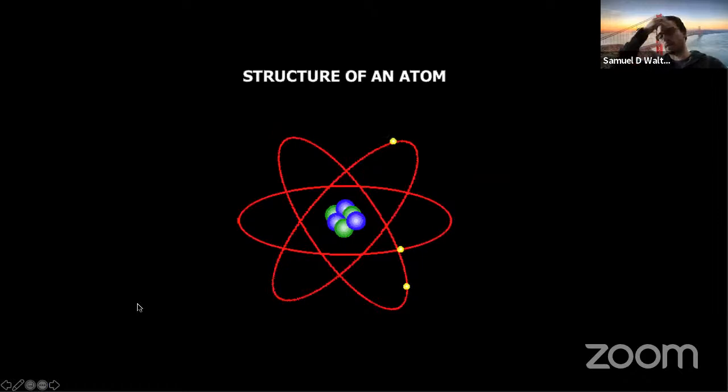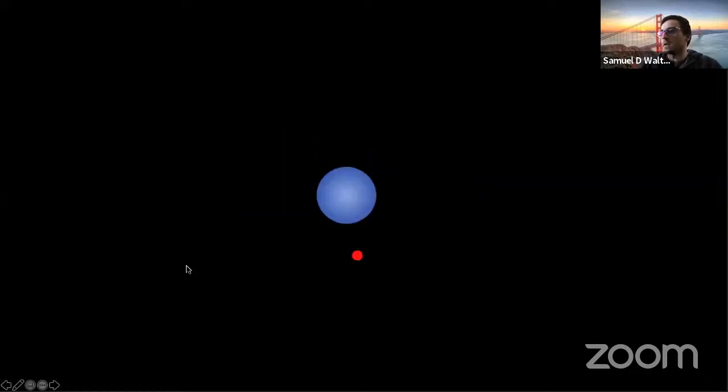If you think about the structure of an atom, each one of those blue spheres that I had earlier represents an atom, which contains a nucleus made up of neutrons and protons. It's important to remember that neutrons have no electric charge. Protons have a positive electric charge, and the electrons that orbit around the outside of an atom have a negative electric charge. So this is our simplified version of an atom now.